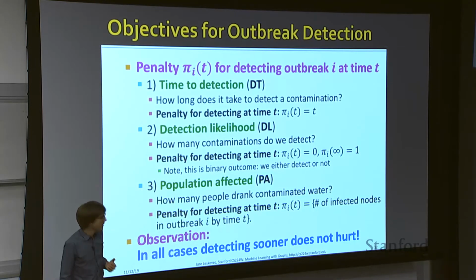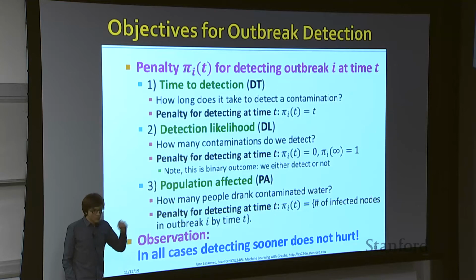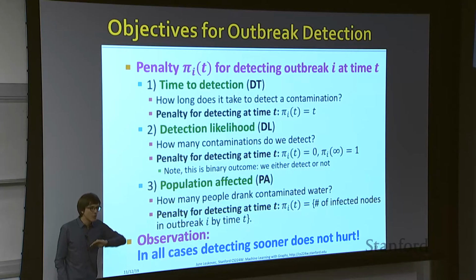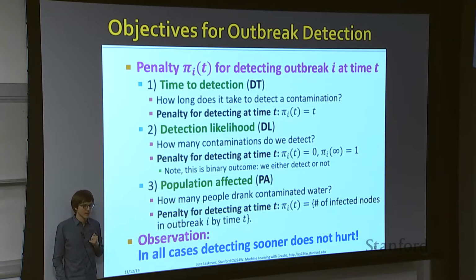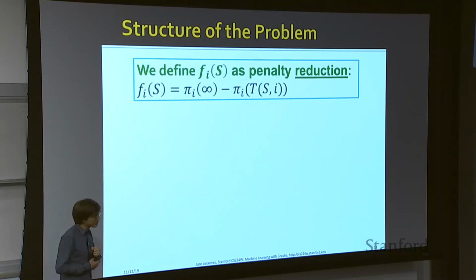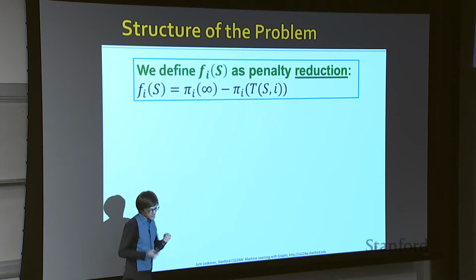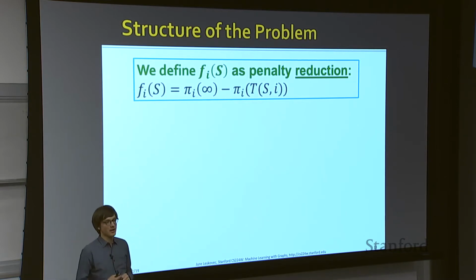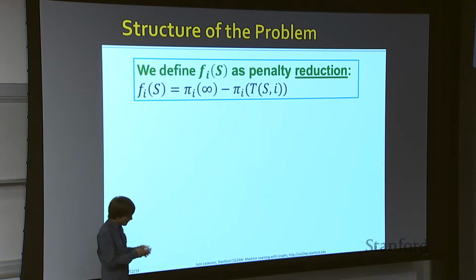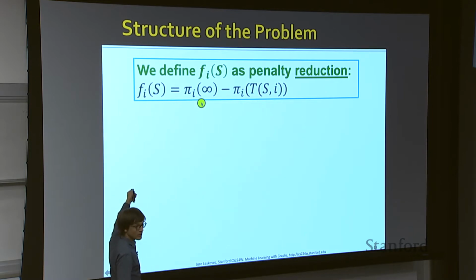So it means detecting sooner never hurts. It may only help, which means that objective functions pi are non-decreasing. The penalty only increases or stays the same over time. So they are monotone. Okay, so that's the first important thing. The second important thing is that our f will be the notion of penalty reduction. What we will want to maximize now is the penalty reduction. And penalty reduction for outbreak I is the penalty for not detecting the outbreak minus the penalty of detecting outbreak I at a given time.